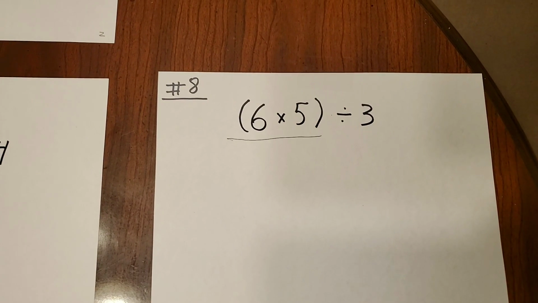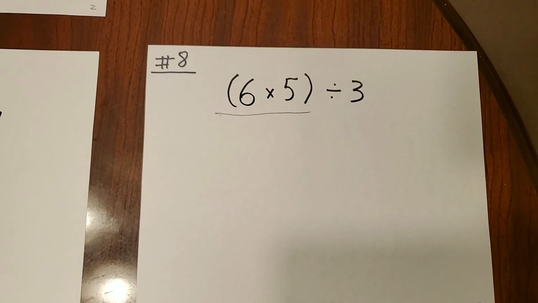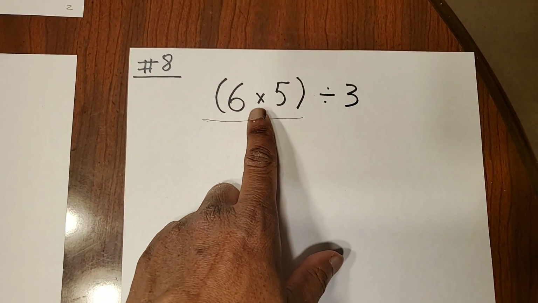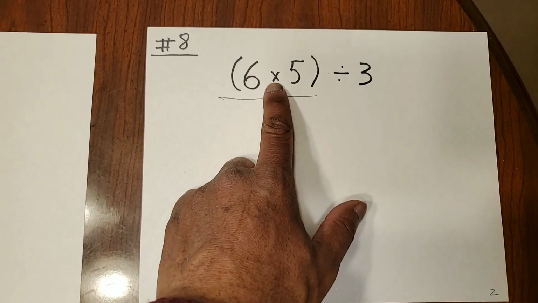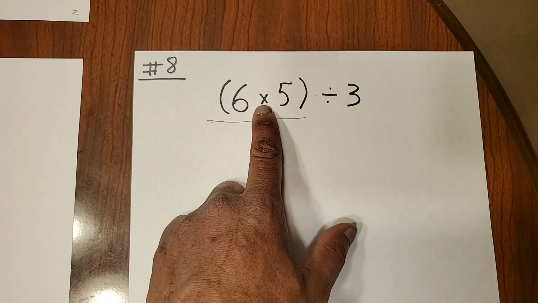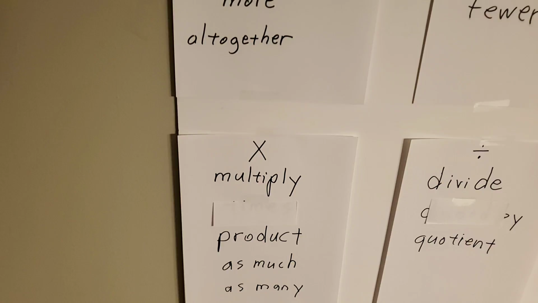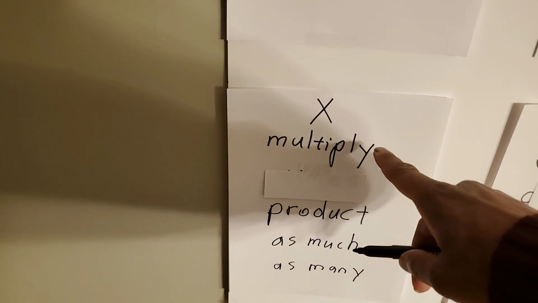What we're going to do is this. Since we are using words this time, let's look at our symbol. What symbol do you see? We see the multiplication sign. What word do I want to use for the multiplication sign? Let's go back and look at our chart. I think I am going to use multiply again.